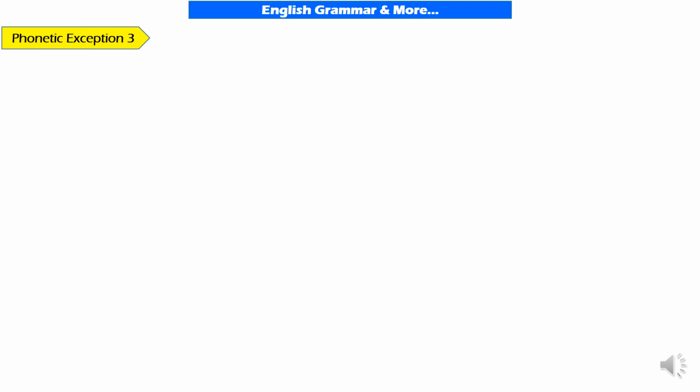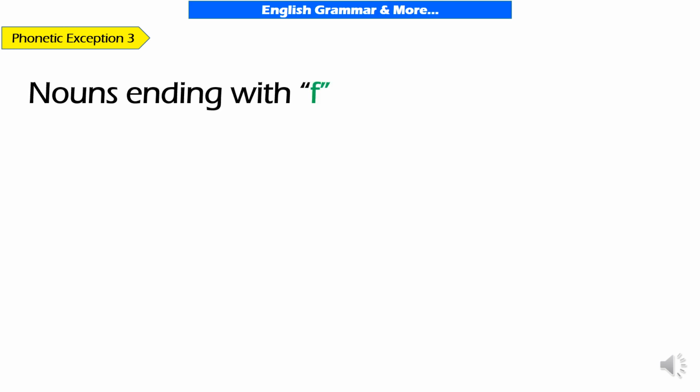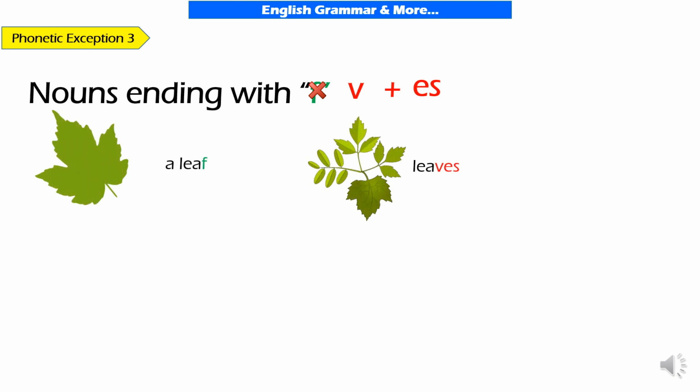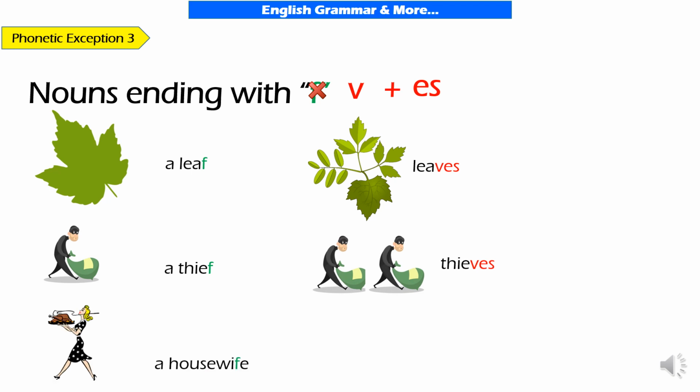Exception number 3. We need to pay attention to the nouns that end with the sound F. Because whenever we pluralize such nouns, we change F to V and then add ES to the end of the noun. For example, a leaf, leaves. A thief, thieves. A housewife, housewives.